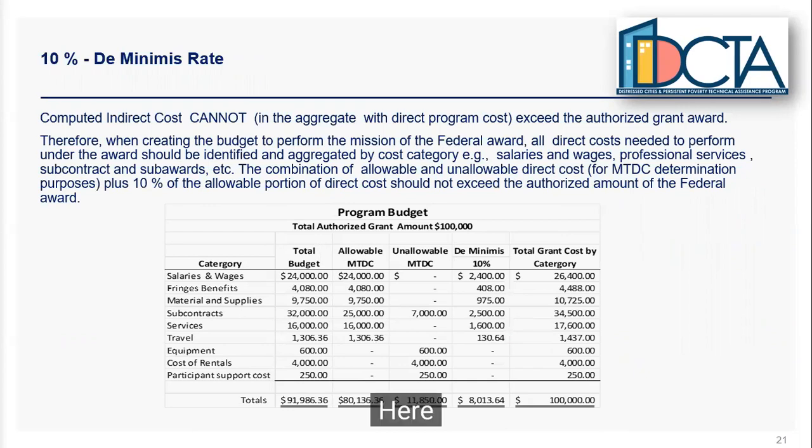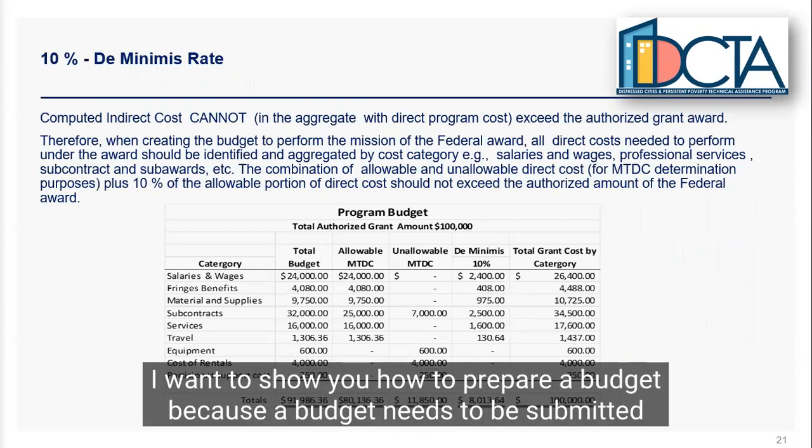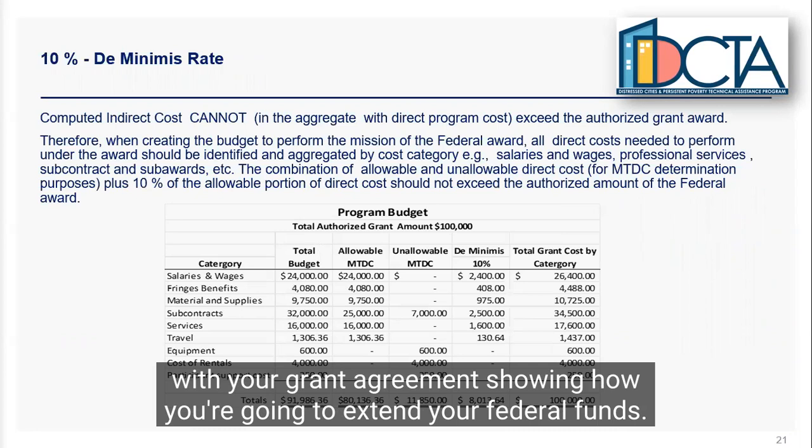Here, I want to show you how to prepare a budget, because a budget needs to be submitted with your grant agreement, showing how you're going to expend your federal funds.